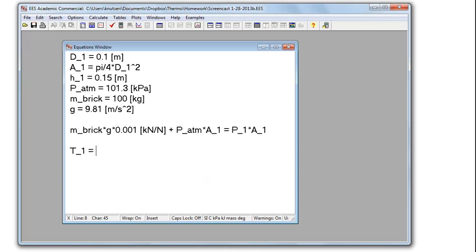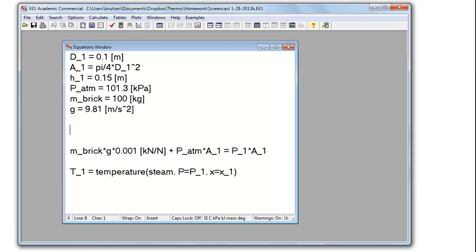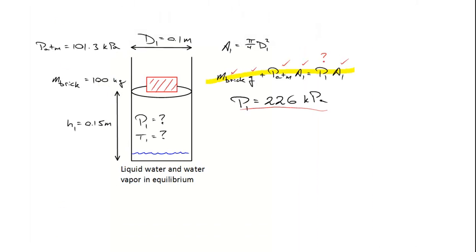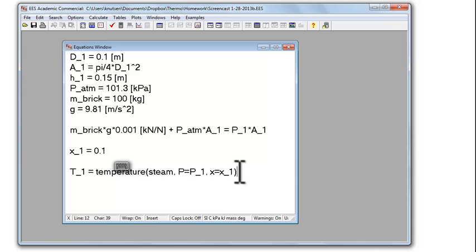We're going to say T1 is equal, and the function is called temperature, and the pressure is equal to P1, and we need to specify a quality. So we'll say x is equal to x1, and let's say x1 is equal to 10%. Let's specify it's in vapor liquid equilibrium, and we'll say x1 is equal to 0.1, for example. So that means only 10% of all of the mass of water within here is in the vapor phase.